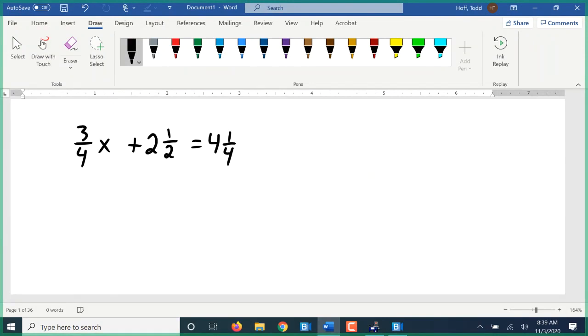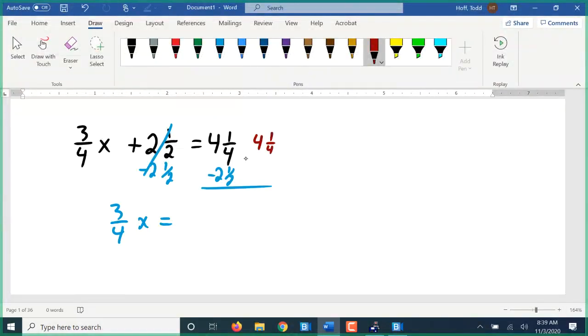Well, we can have fractions within our equations as well. 3/4 x plus 2.5 equals 4 1/4. Again, it looks more complicated because of the fractions, but it's the exact same process as any other equation. We're going to subtract 2.5. So that's gone on the left side, leaving us with just 3/4 x. But now we do have to combine 4 1/4 minus 2.5.